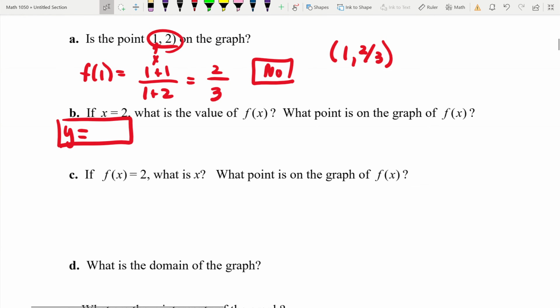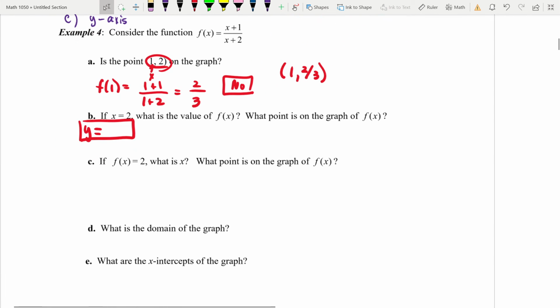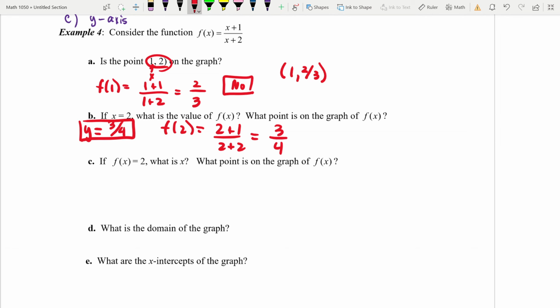Now, x is a 2. So go into the equation and put a 2 in for x. So everybody go, f of 2 is equal to 2 plus 1 over 2 plus 2, and that's 3 over 4. So your answer is 3 over 4. Y equals 3 over 4. It is not an ordered pair. It's a y value they want.